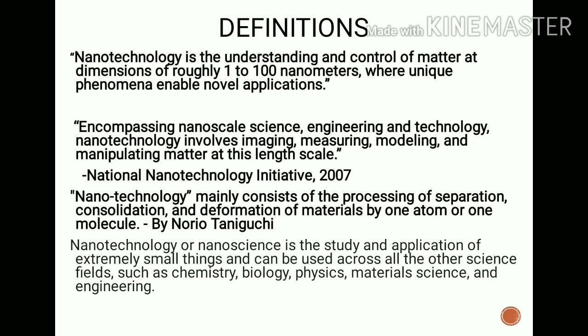Let us now discuss the definitions of nanotechnology. Nanotechnology is the understanding and control of matter at dimensions of roughly 1 to 100 nanometers, where unique phenomena enable novel applications. The second definition is given by the National Nanotechnology Initiative, 2007. It describes nanotechnology as encompassing nanoscale science, engineering, and technology, involving imaging, measuring, modeling, and manipulating matter at this length scale. Professor Norio Taniguchi also stated that nanotechnology mainly consists of processing of separation, consolidation, and deformation of materials by one atom or one molecule.